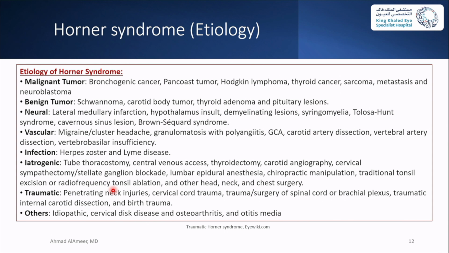Another classification is based on the pathogenesis or the etiology, like malignant tumor. You can name any malignant tumor, benign tumors, you can name them. Neurologic problems like stroke, demyelination, vascular problems like cluster headache, GCA, dissection, infectious etiologies, or iatrogenic from any procedure affecting this long pathway from the head, neck, upper chest. Or it can be from trauma. And in those cases, you need to rule out ICA dissection. I repeated ICA dissection so many times because it's a real emergency.